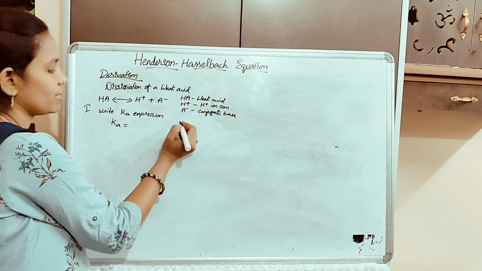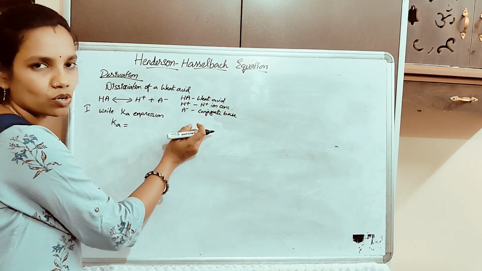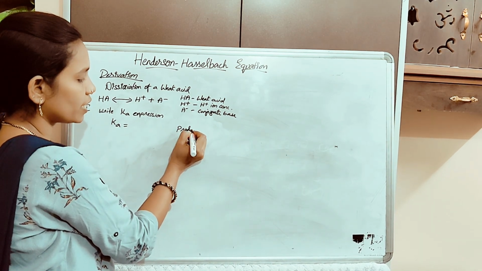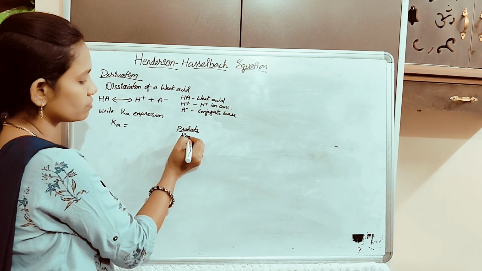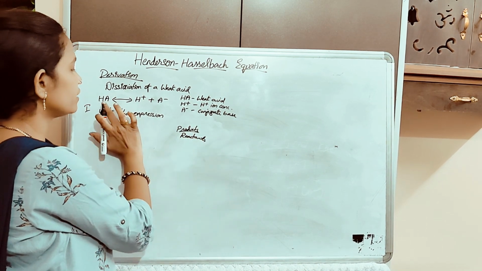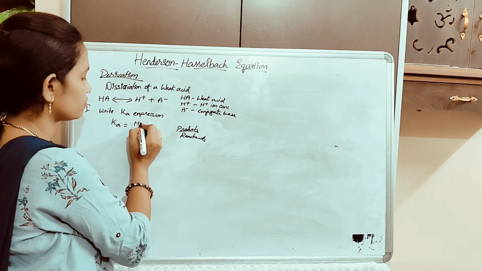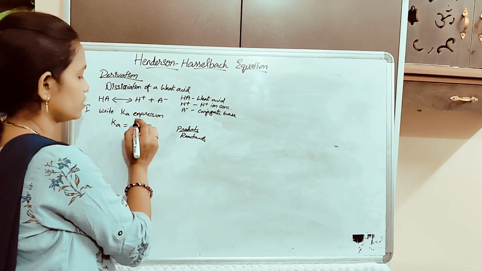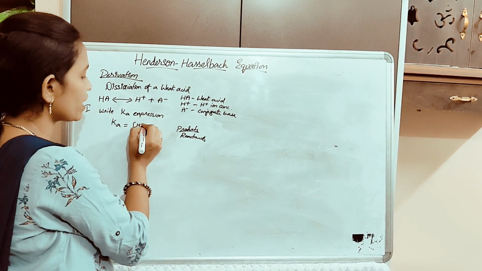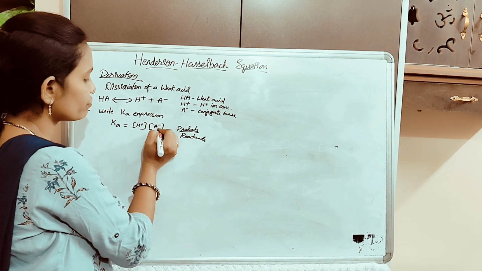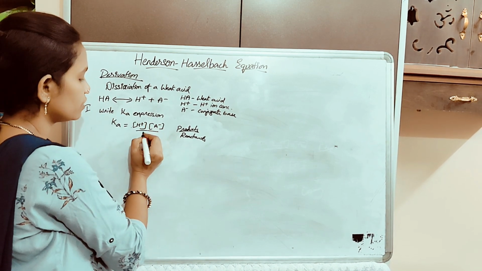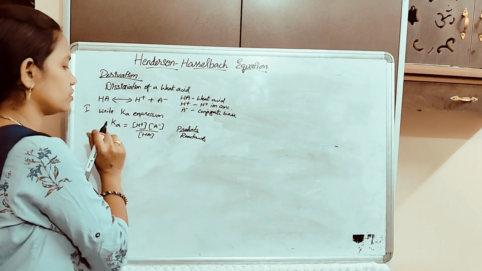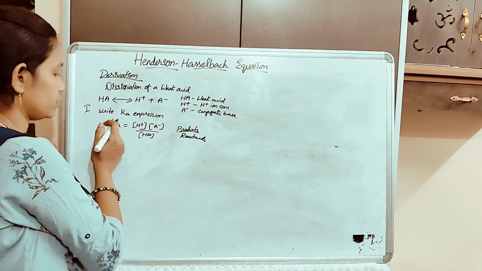In the previous videos, we have already discussed that acid dissociation constant is given by the ratio of products by reactants, right? So what is the product here? Concentration of H plus into concentration of A minus. And what is the reactant here? Weak acid, right? Concentration of weak acid. Now this is the Ka expression.